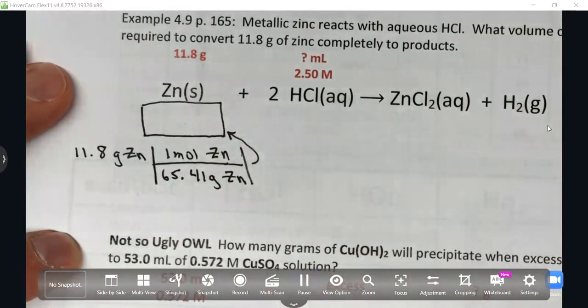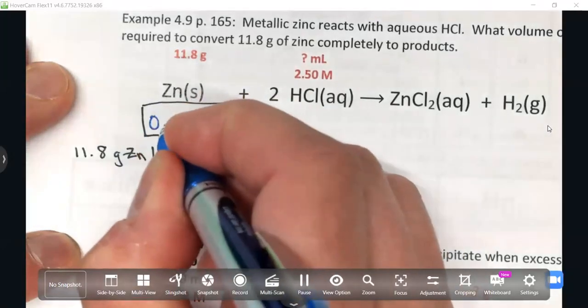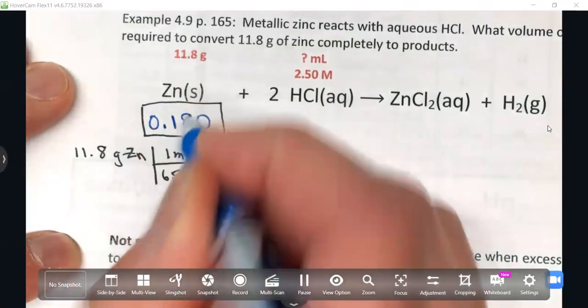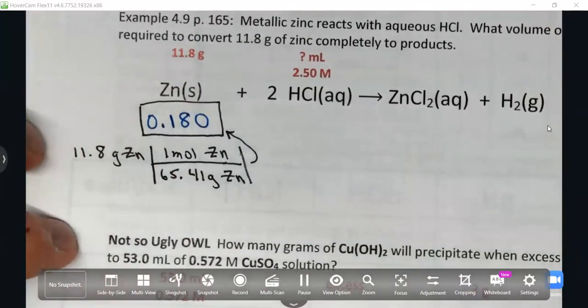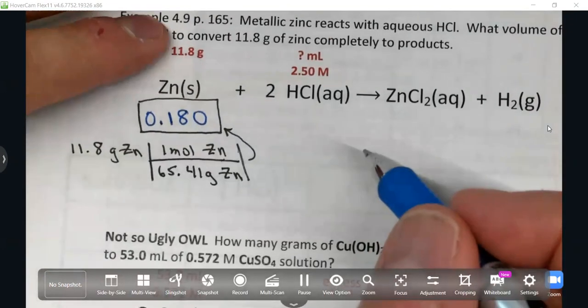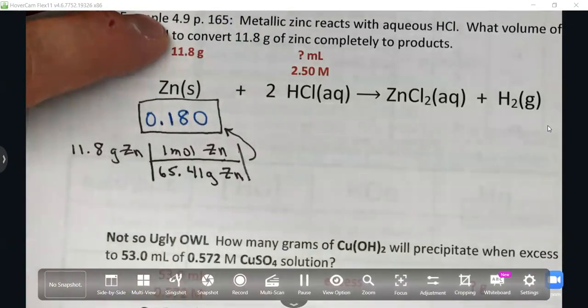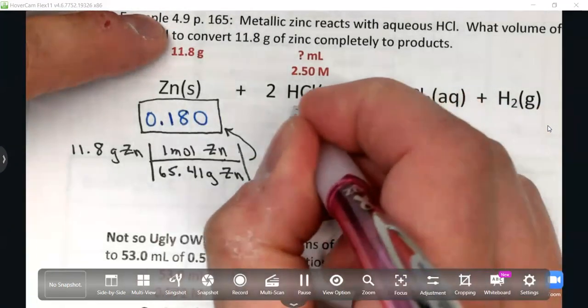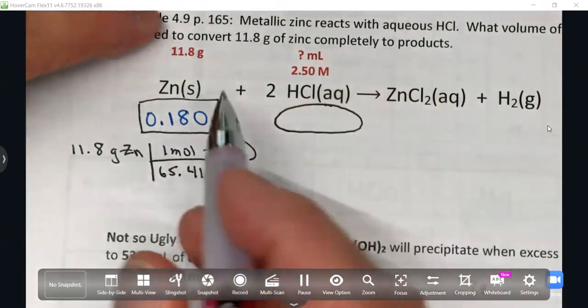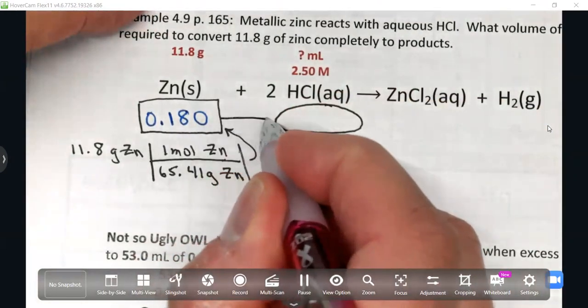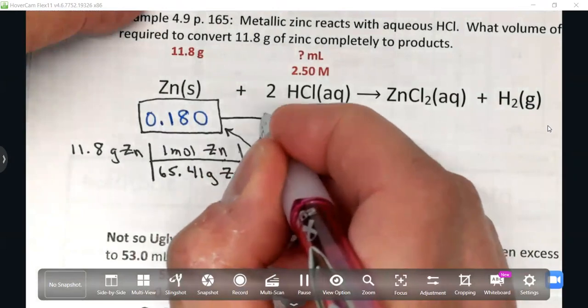So my starting moles, 0.180? No, 0.180. Okay. So again, there's nothing different here, 0.180, and that's in moles. Now the question is, we do the same exact thing that we've been doing. How many moles of HCl do we need to use up the 0.18 moles of zinc?